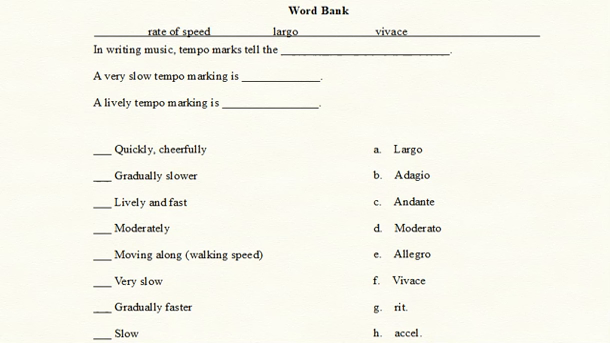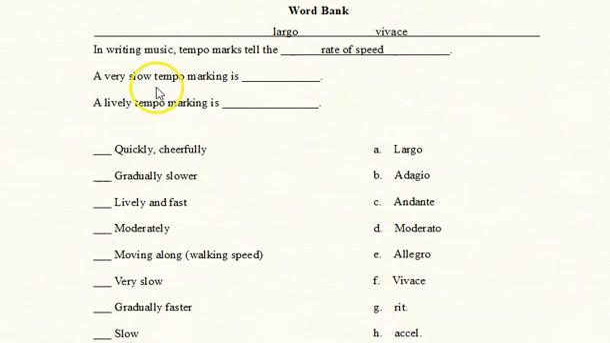For our first exercise, we are going to use the word bank to help us finish these sentences. Let's take a look. Our word bank contains rate of speed, largo, and vivace. Let's take a look at our first sentence. In writing music, tempo marks tell the blank. Well, it's not largo because that means very slow, and it's not vivace because that means very fast. So, in writing music, tempo marks tell us the rate of speed.